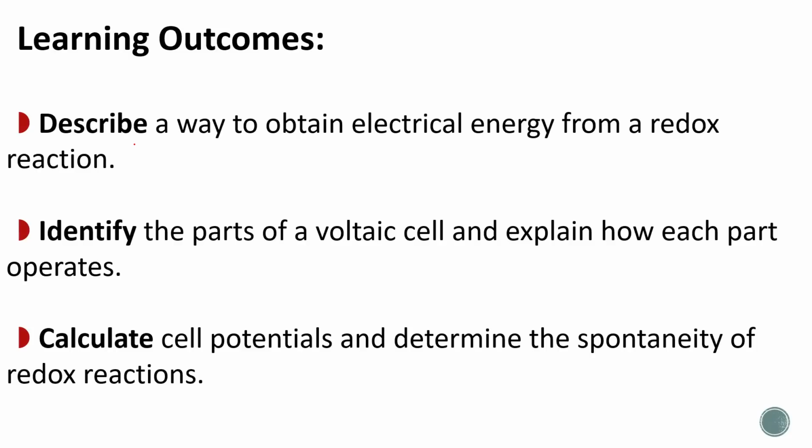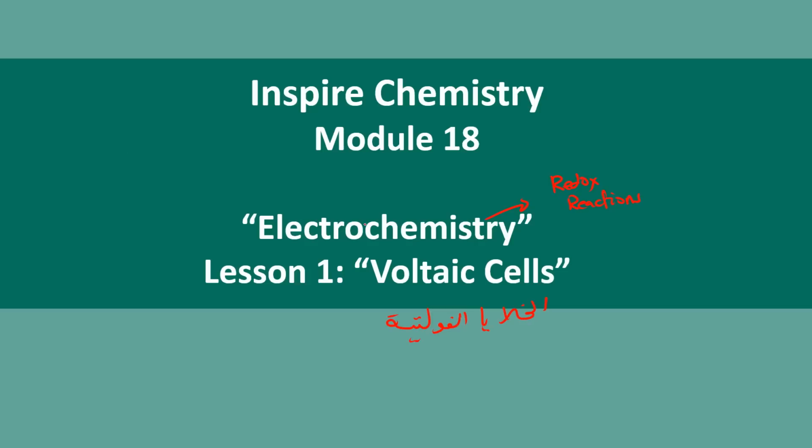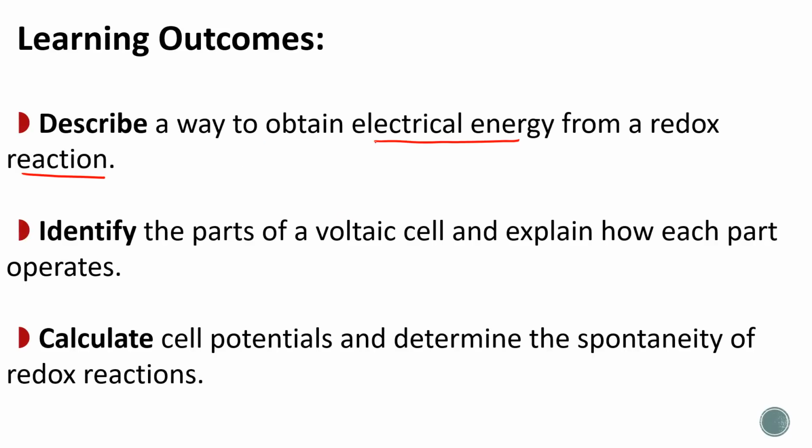So these are the learning objectives. We want to describe a way to obtain electrical energy from a redox reaction. From the title electrochemistry, يعني في electricity, في كهرباء من الكيمياء. We want to describe how we can get electrical energy from a redox reaction, identify the parts of a voltaic cell and explain how each part operates, calculate the cell potentials and determine the spontaneity of redox reactions. So we'll be focusing on redox reactions.